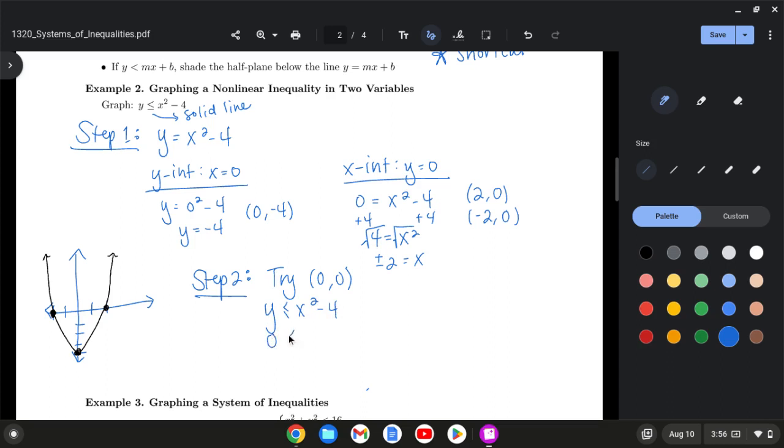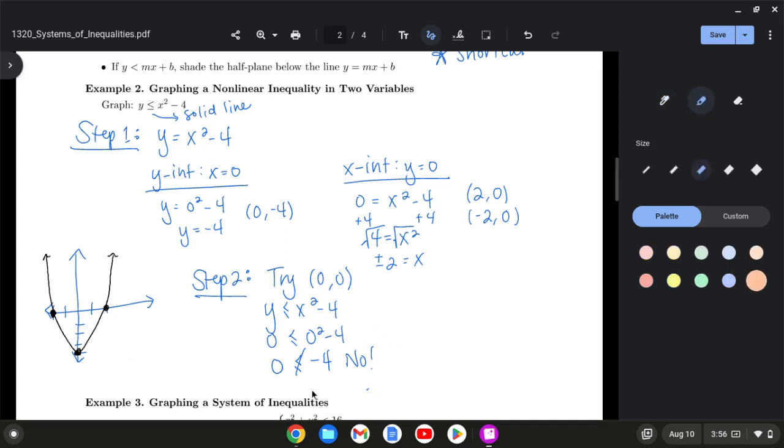So replacing y with 0 and x with 0, we have 0 less than or equal to, well, 0 squared is 0, so we just have negative 4 on the right-hand side. So now we need to ask ourselves, is this a true statement? Is 0 less than or equal to negative 4? And no, it is not. Negative 4 is actually less than 0. So therefore, we shade the region that does not contain that point that we tried, which was 0, 0. So we're going to shade the outside of our parabola.